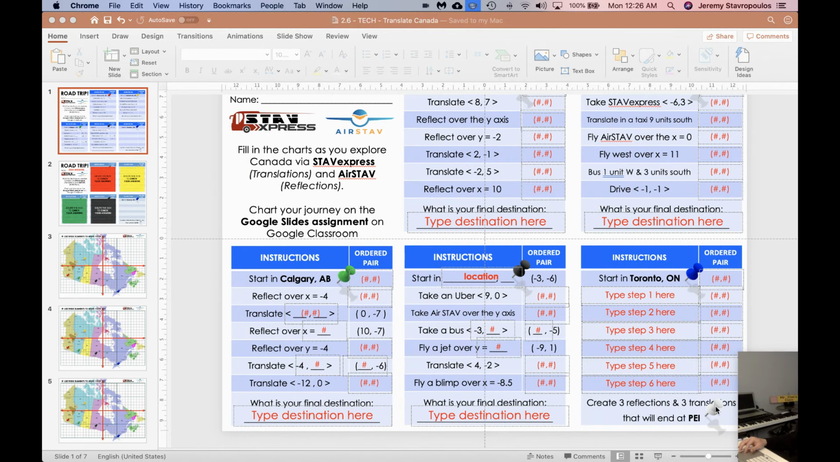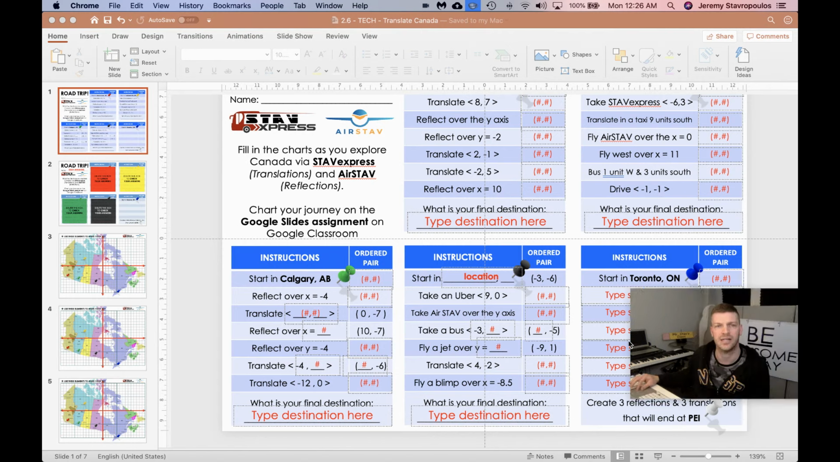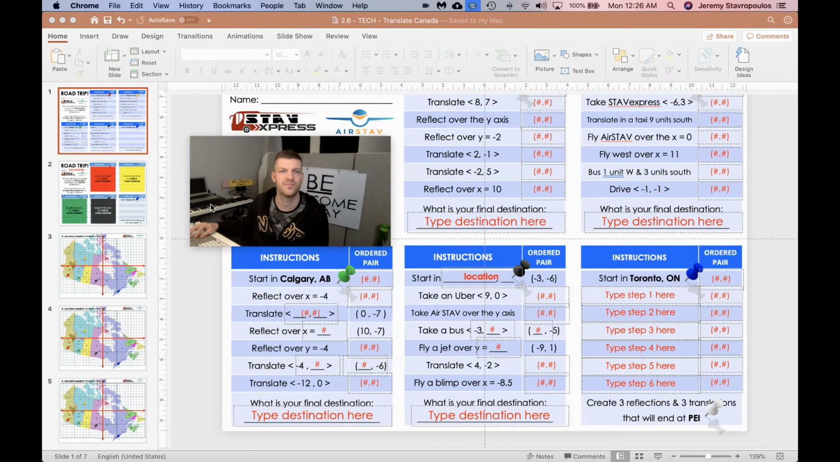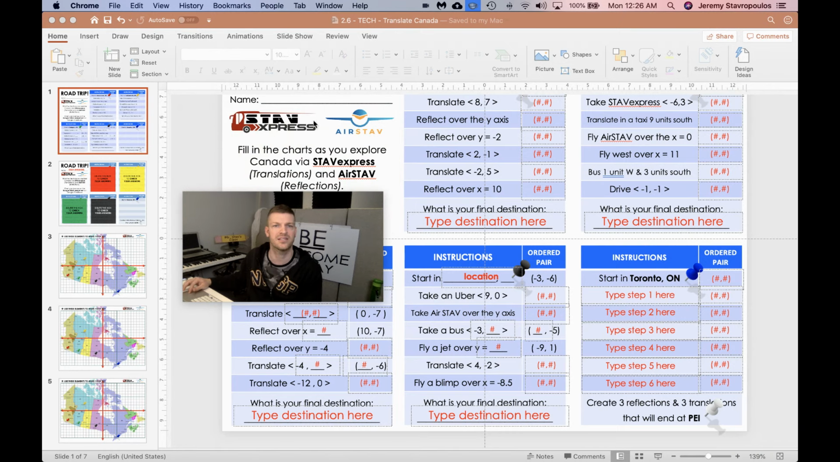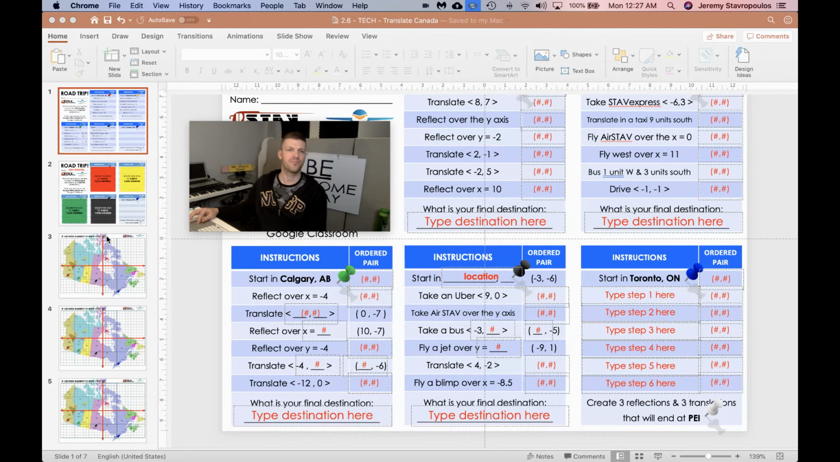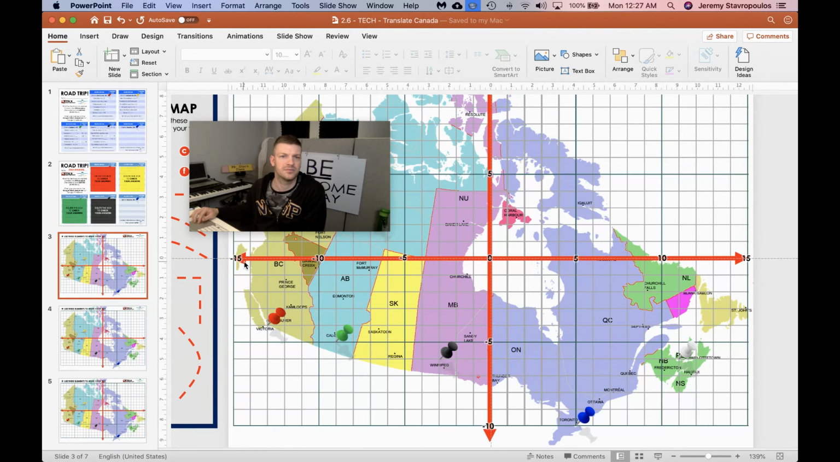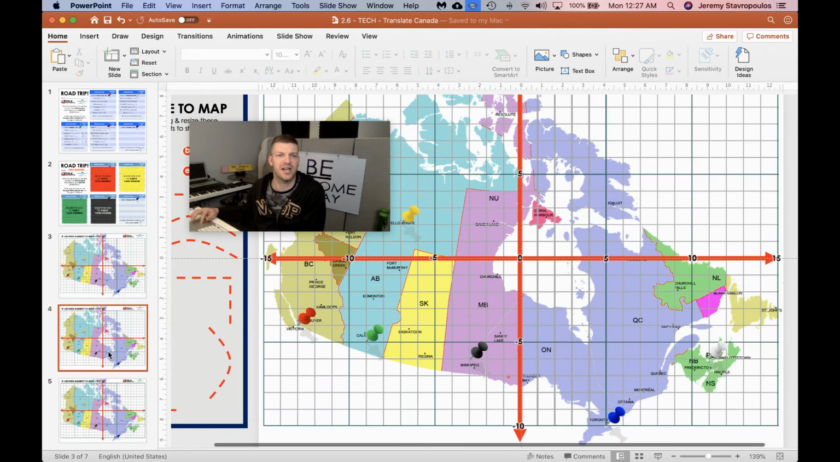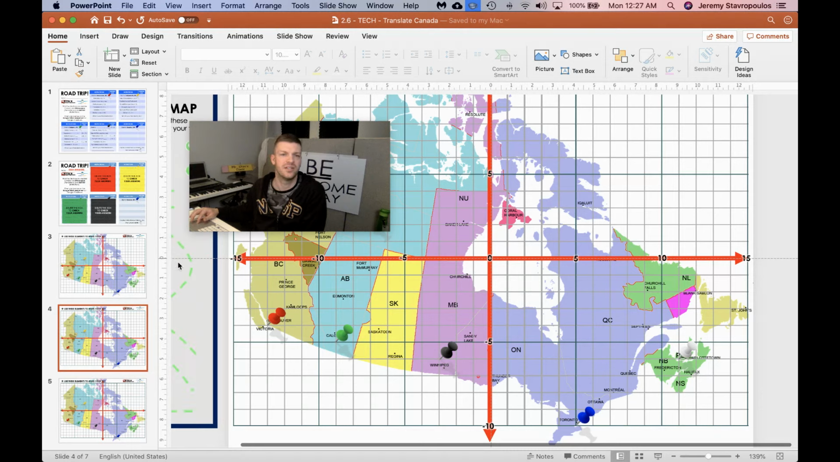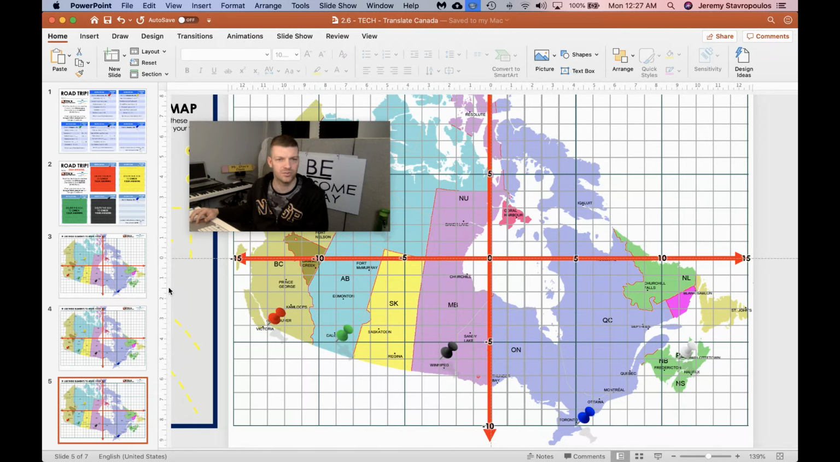You'll create 3 translations and 3 reflections that will start you in Toronto and end you at PEI. Okay, I think it's kind of cool. Taking the STAV Express is translating, and taking Air STAV is reflecting. So you're going to put the red route, see how the red route is here on this slide, and then on the next slide is the green route. And the next slide is the yellow route. So you go ahead and do that.